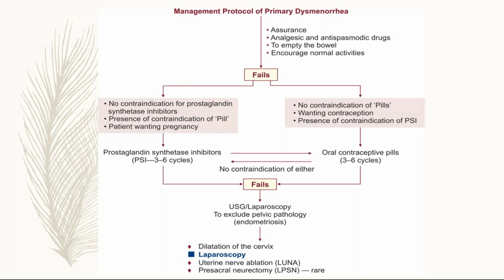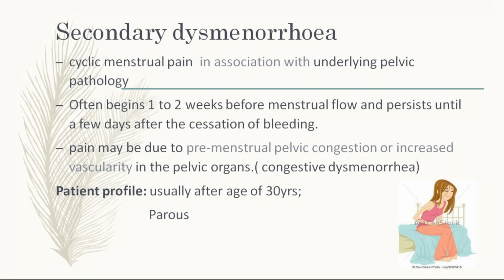If both treatments fail, then we go for ultrasound or laparoscopy to exclude pelvic pathology. Then we go for surgical management, as this is an intractable case: dilatation of the cervix, laparoscopy, uterine nerve ablation, and presacral neurectomy. This is all about primary dysmenorrhea.